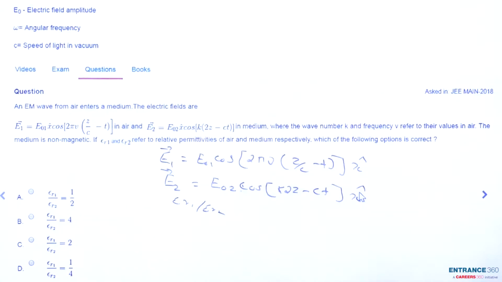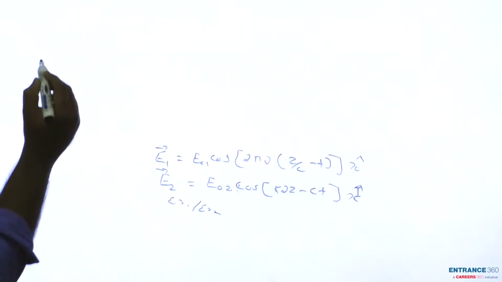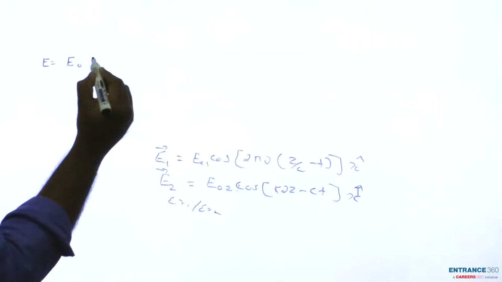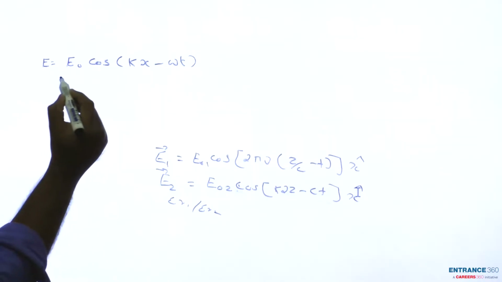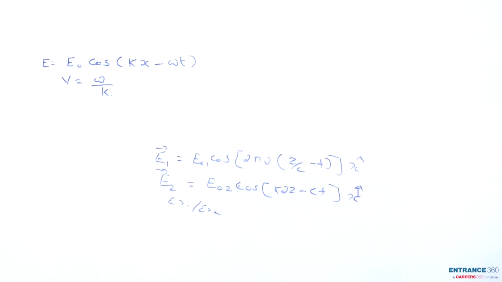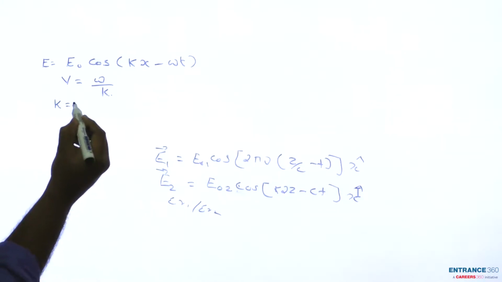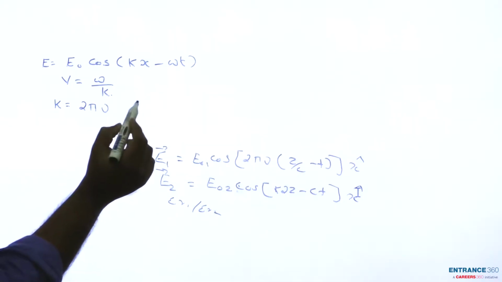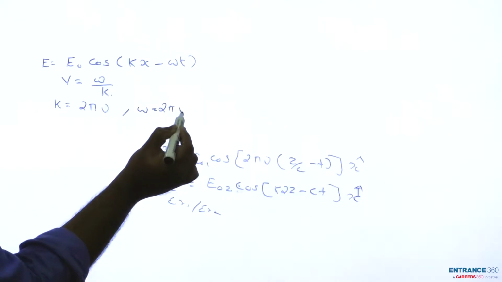To solve this question, we can use the concept of the wave equation. Comparing the given two equations with E equal to E0 cos (kx minus omega t), where velocity v equal to omega by k. Now, comparing the first equation, k equal to 2 pi nu by c; instead of x we have z here, as in both cases the wave is in the z direction. And omega is equal to 2 pi nu.